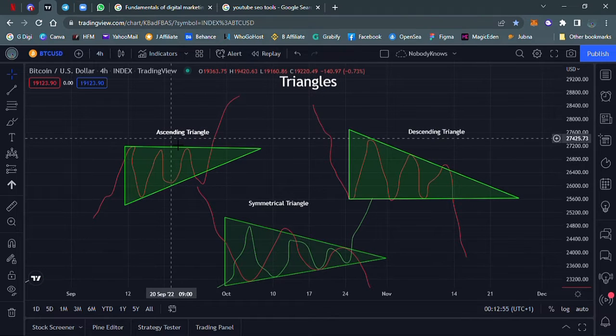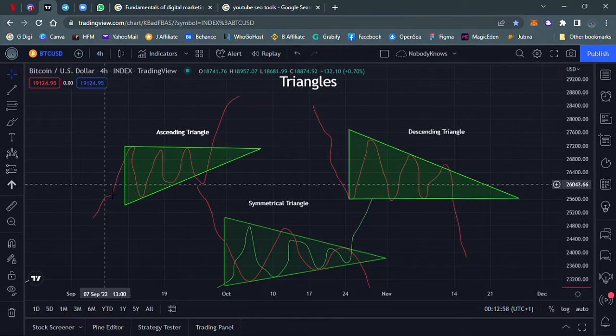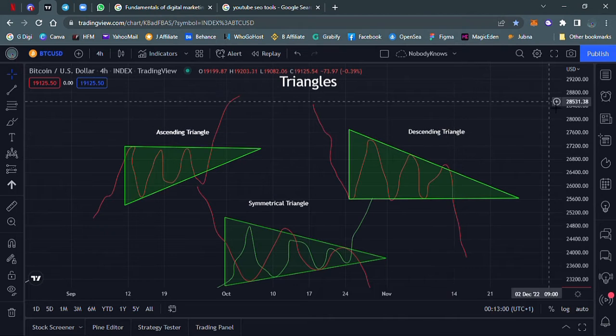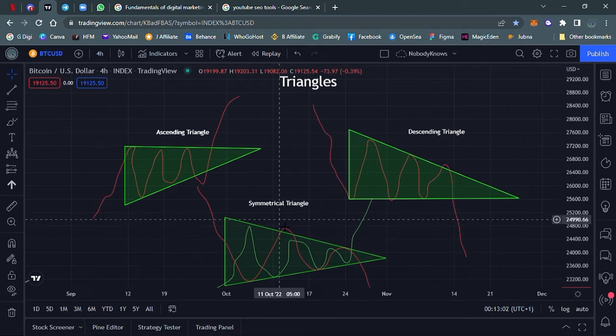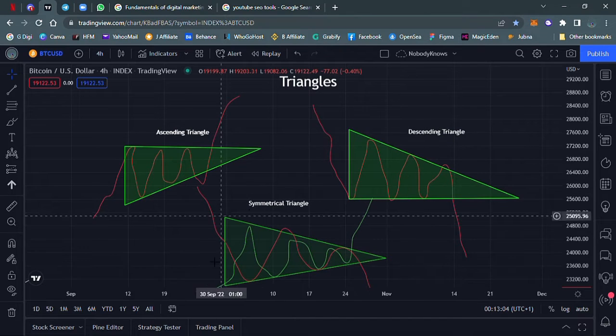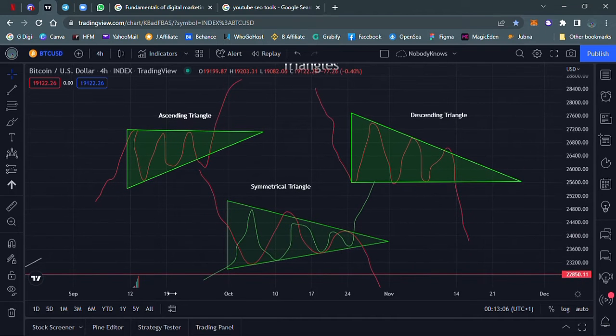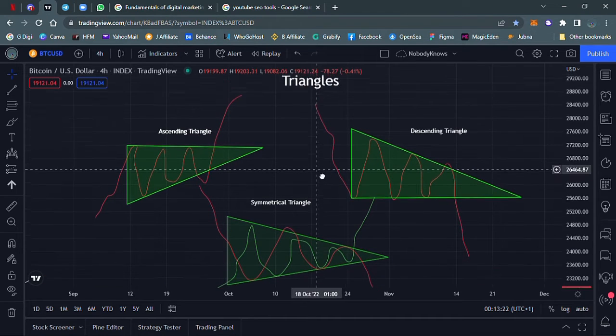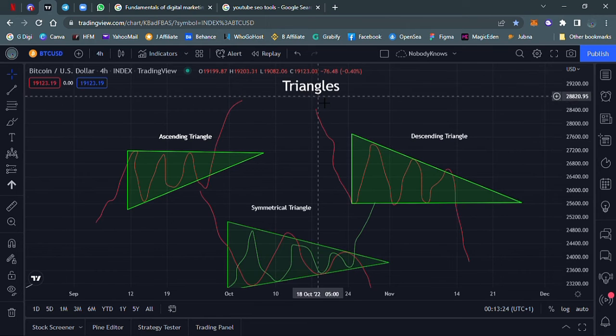Ascending triangle, 90% of the time a bullish result; descending triangle, 90% of the time a bearish result; and the symmetrical triangle is a continuation pattern. So depending on where the market is coming from, if the market is already in an uptrend and forms a symmetrical triangle, 90% of the time it's going to continue its uptrend. If the market is in a downtrend and forms a symmetrical triangle, 90% chance it's going to continue the downtrend right after. So that is that for the triangle.